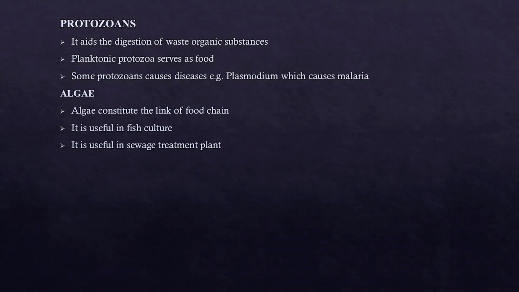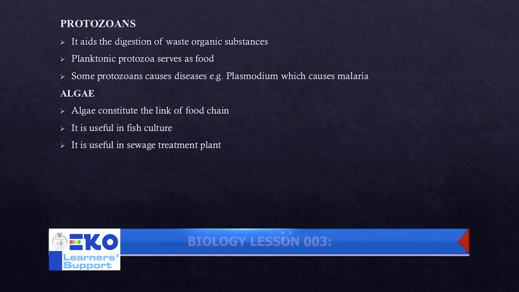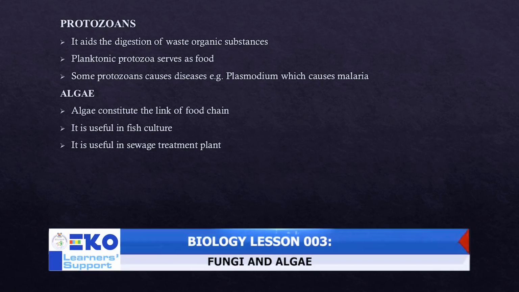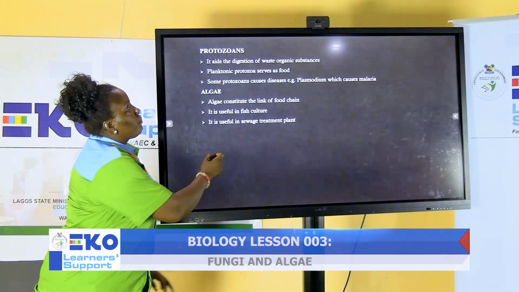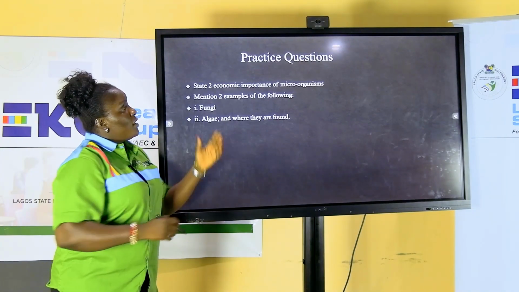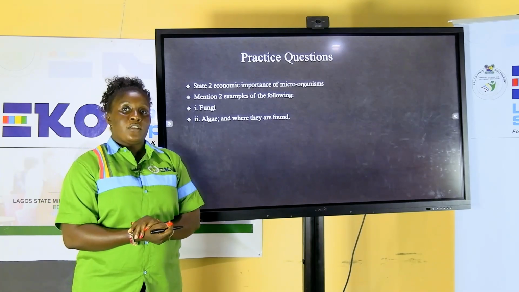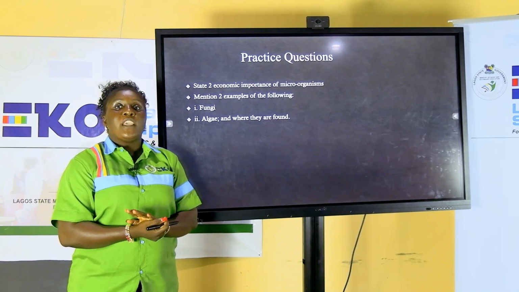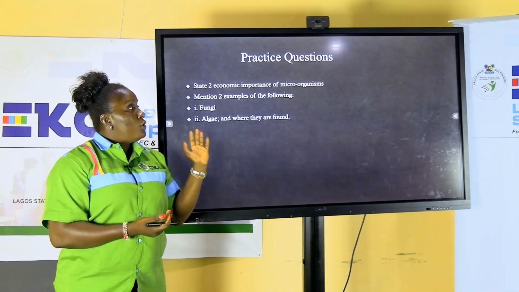The next microorganism we'll be looking at is algae. Algae is useful in fish culture and it also constitutes the link of a food chain. It's also useful in the treatment of plants. So these are the practice questions for you to do. I'll be giving you 30 seconds to do this.